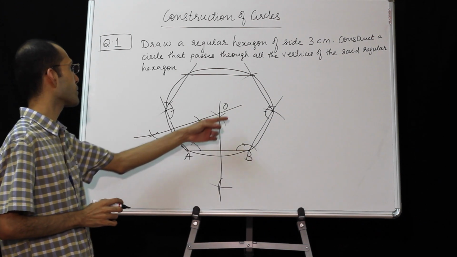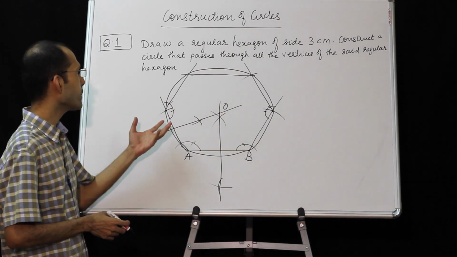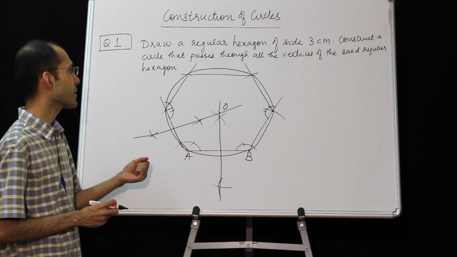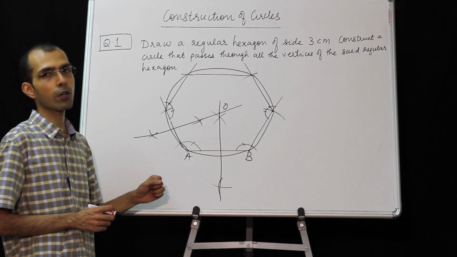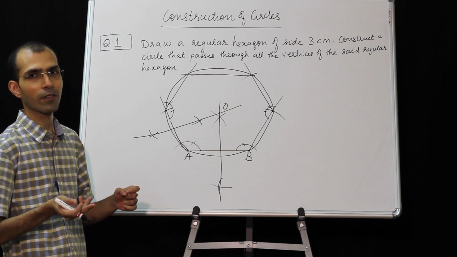The circle will pass through all the 6 vertices. Now when you actually do this construction, as I told you, it is skill based, it is quite possible that it may pass through 4 or 5 vertices. It may not pass through the 6th vertex.